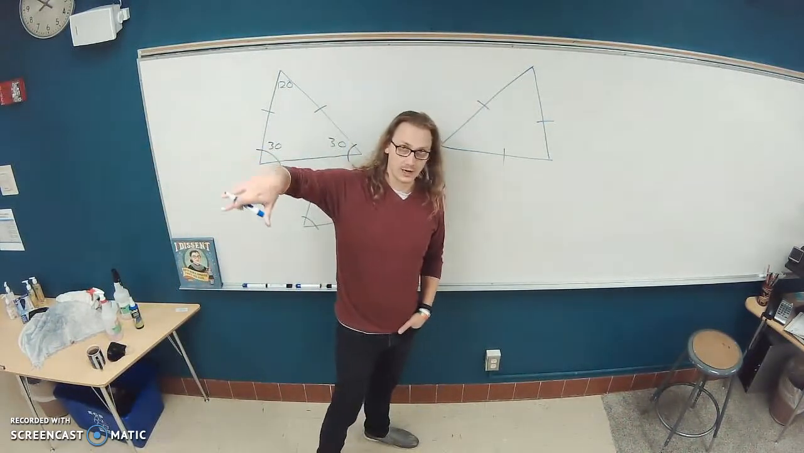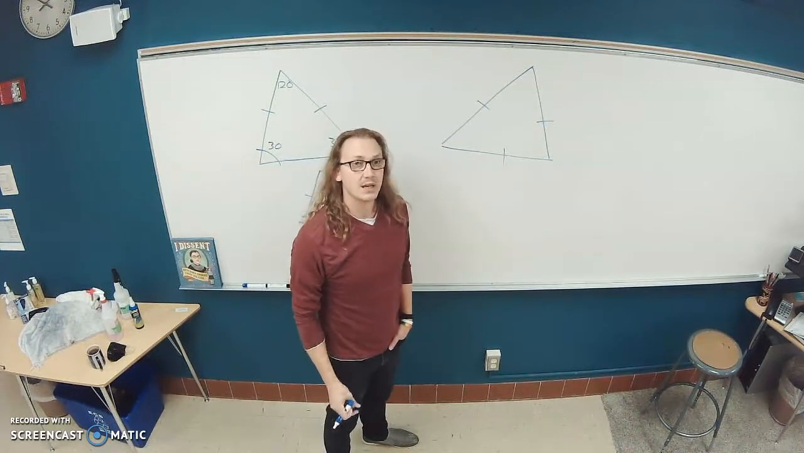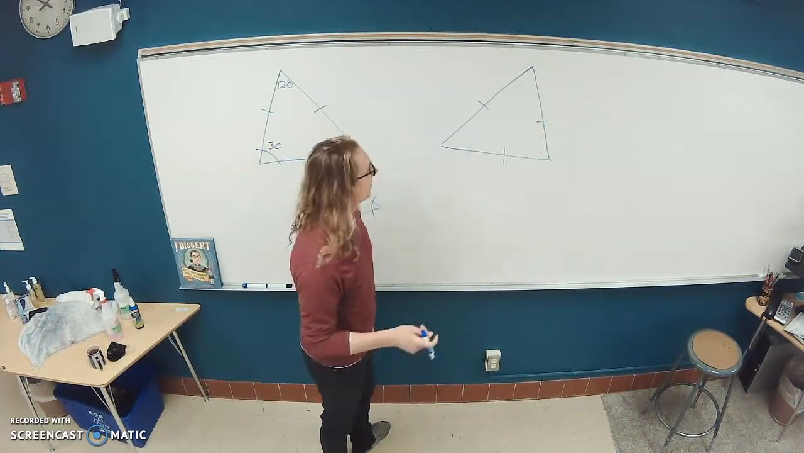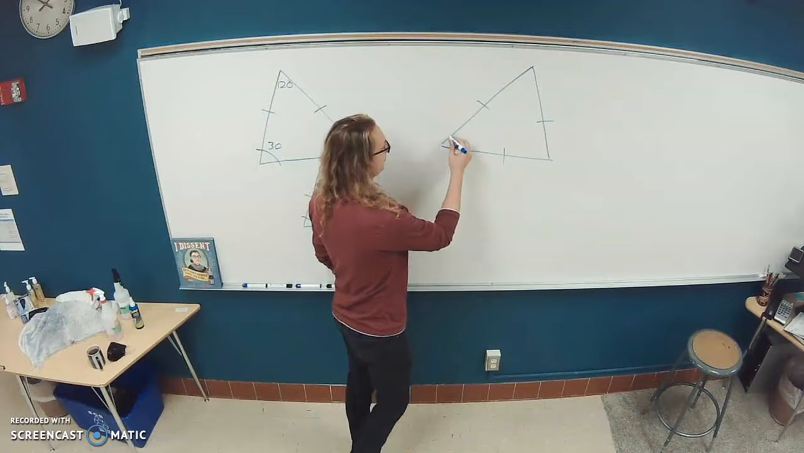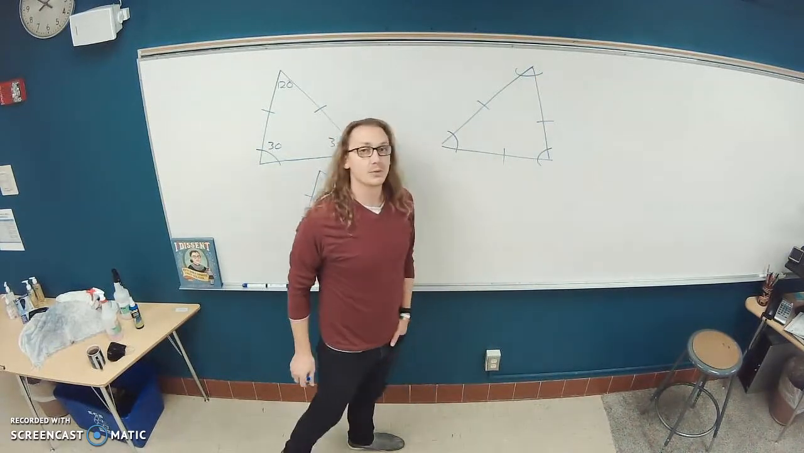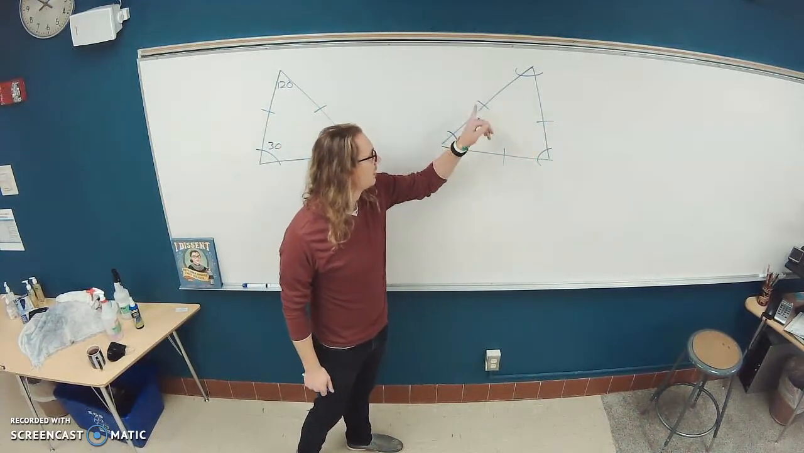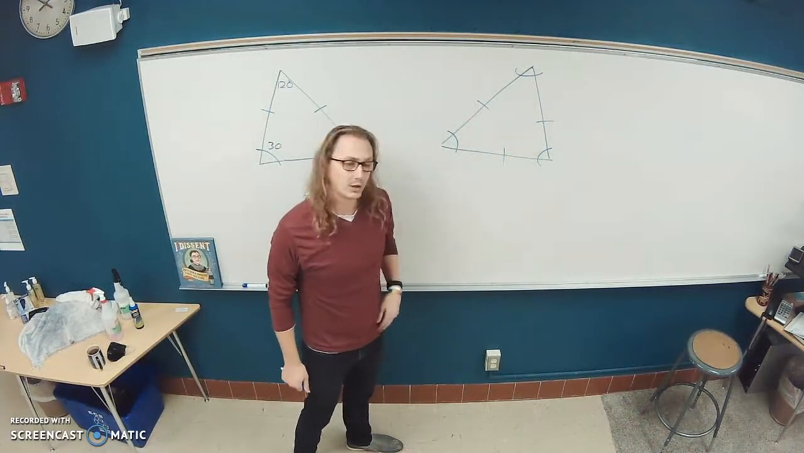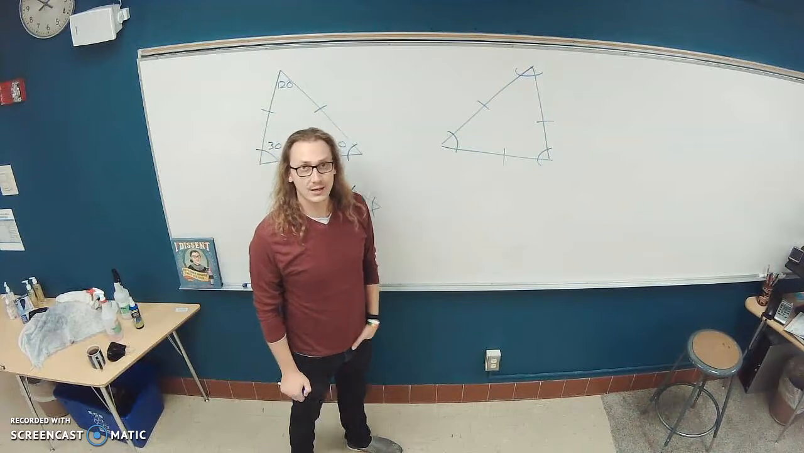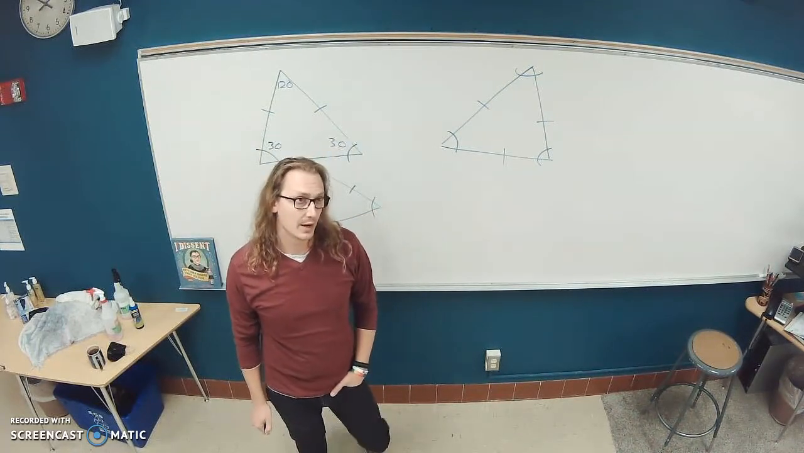Now, equilateral triangles, remember, mean that all three sides are the same. The important point there is, if all three sides are the same, all three angles are the same. Remember, these arcs mean that we're congruent, just like these dashes mean we're congruent. So if you have an equilateral triangle, you also have an equiangular triangle.